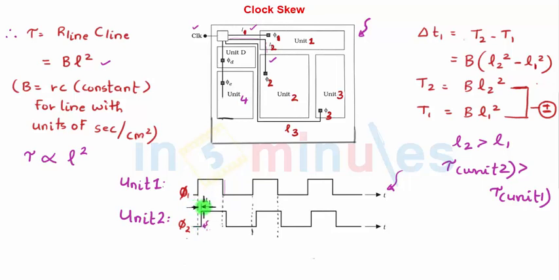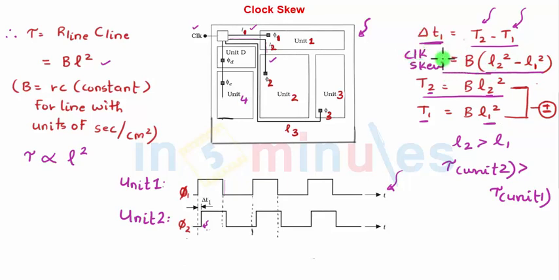So this is nothing but delta T1. The difference is nothing but T2 minus T1, the time taken by the clock to reach block 2 minus the time taken by the clock to go to unit 1. And we know that T2 is nothing but B L2 square because it's unit 2, right? So it will depend on the length of its interconnect. T1 will depend on the length of its interconnect. And this is nothing but L2 square minus L1 square. That is the difference, and this difference is nothing but clock skew.